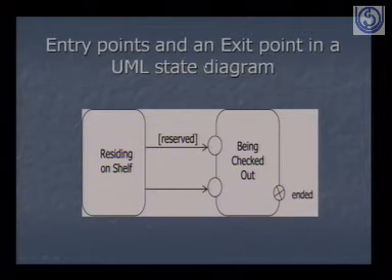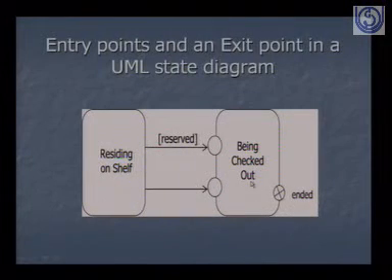So here, entry points and exit point in a UML state diagram. Suppose I take a simple case of a library situation, a book residing on a shelf. Suppose I am reserving that particular book, and then once I am checked out, I take that book and check out. So this is the entry point and the exit point. This state is being checked out, with a book I can check out, or without any. Suppose it is not found on the shelf, I can check out without the book also.